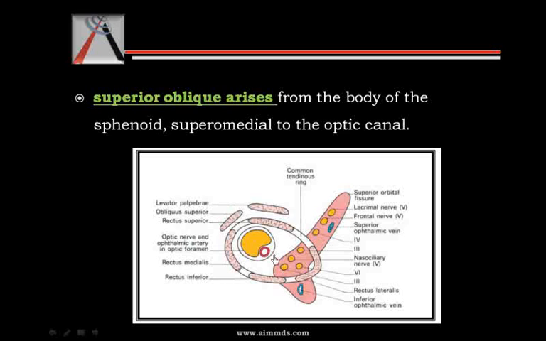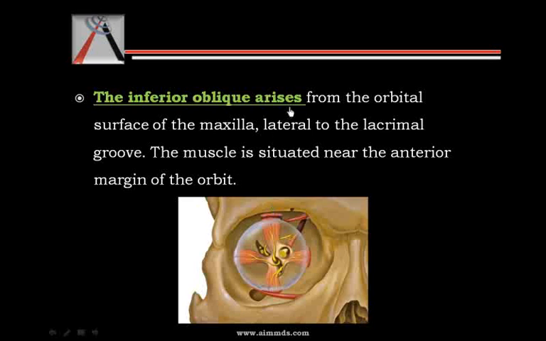But in this diagram, which is representative of the area near the apex of the orbit, we cannot see the origin of the inferior oblique muscle, because the inferior oblique muscle arises from the orbital surface of the maxilla lateral to the lacrimal groove. So we can see it here. We can see the attachment of the inferior oblique muscle over here. So this is the lacrimal groove.